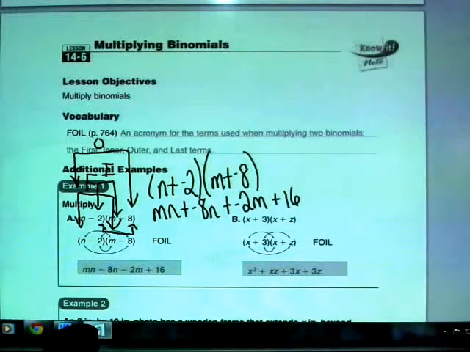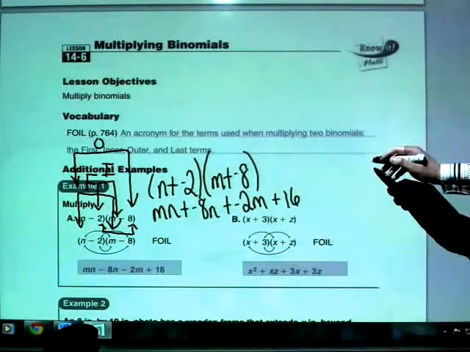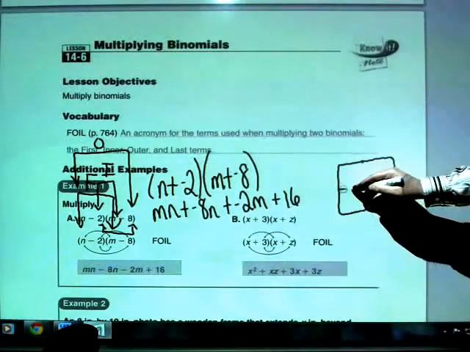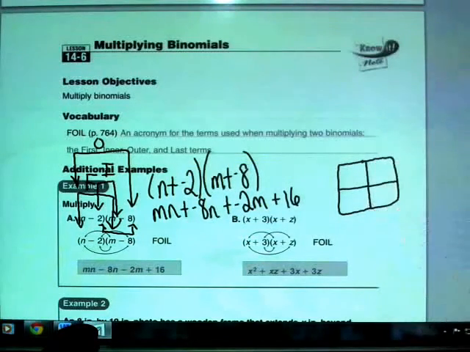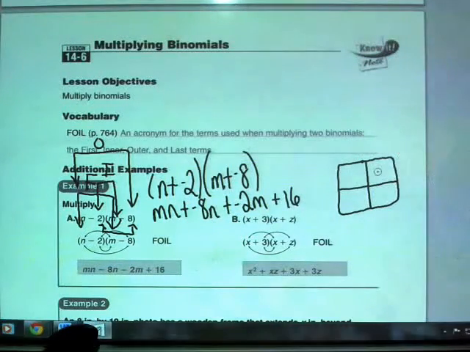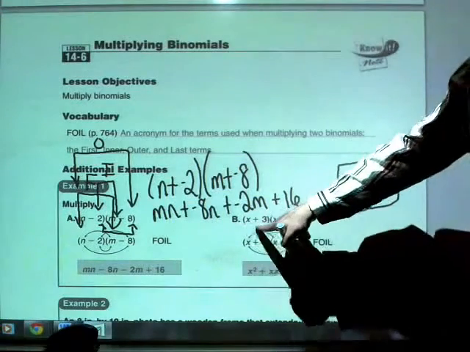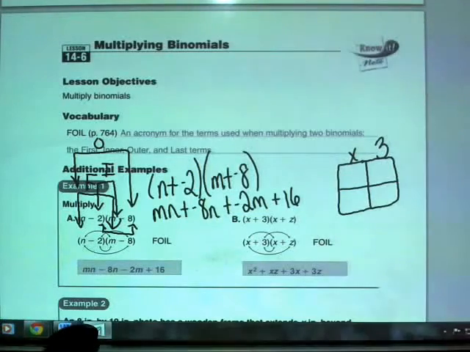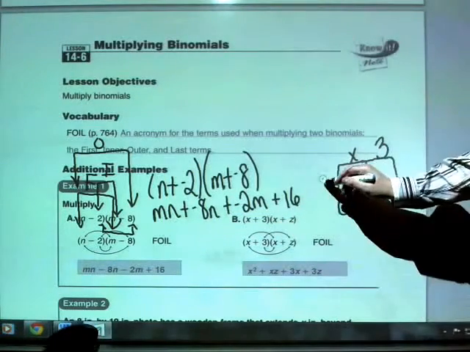Now, one of the things you would do with the table method, just like when we did FOIL in 1A there, is you would go ahead and change subtraction into adding the opposite. All right? As you can see, these are both addition, though, so we don't have to worry about it. So we're going to go ahead and sketch ourselves a little table here, and you're going to make, kind of like you're making a Punnett square in science, you're going to chop it up into 4 even blocks. Across the top, you want to list your one polynomial, x and 3. And down the sides, you want to list your other polynomial, x and z.